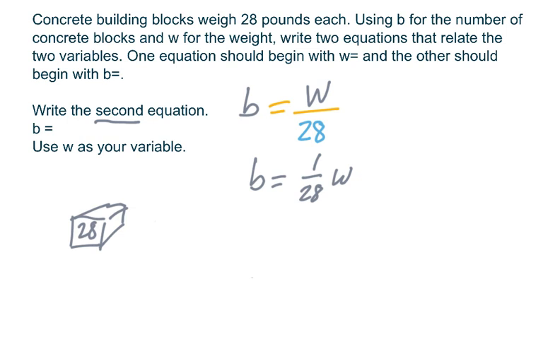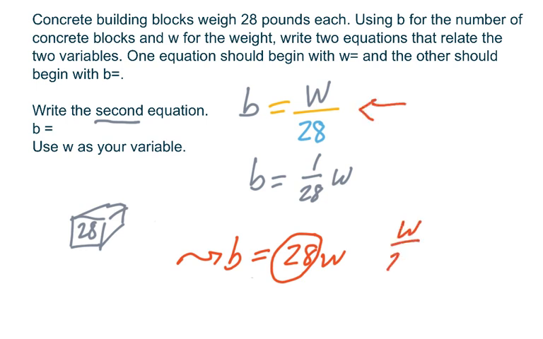So if you chose the wrong answer, B equals 28 times W, you forgot that we aren't going to be multiplying the weight, that's what this one says, by 28 to find the number of blocks. In order to find the number of blocks, we actually need to divide, and that's what we talked about up here, right? So we need to take the weight and divide it by the weight of just one block, and then that will give us the number of blocks that we have to make that total weight.